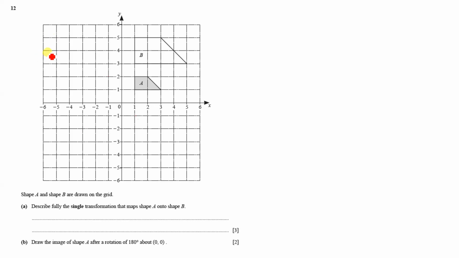Question number 12. So shape A and shape B are drawn on grid. Describe fully the single transformation that maps shape A onto shape B. So this is the enlargement. You can see the length of this side is 2, but this side is 4, right? Similarly, this length of this side is the one diagonal piece, so it is double. Again, this is 1 unit, this is 2 units. So this is enlargement and scale factor is 2.